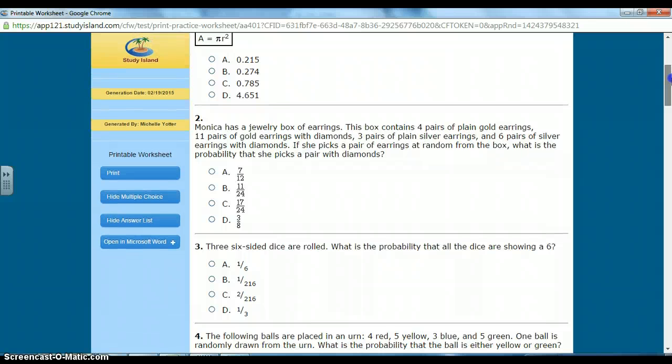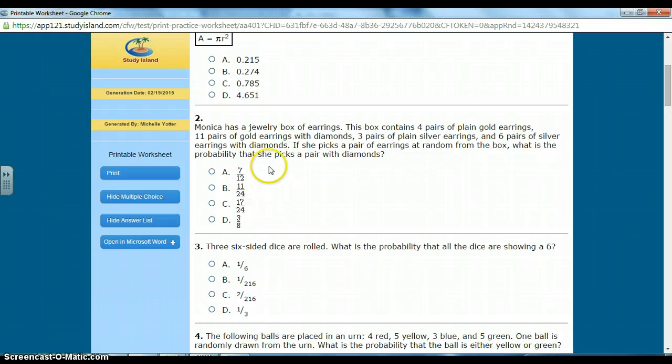Okay. Monica has a jewelry box of earrings. The box contains 4 pairs of plain gold earrings, 11 pairs of plain gold earrings with diamonds, 3 pairs of plain silver earrings, and 6 pairs of silver earrings with diamonds. If she picks a pair of earrings at random from the box, what is the probability that she picks a pair with diamonds? So I like to find the bottom number first. I'm going to add up all of the earrings to see how many we're working with, how many possible outcomes are the bottom. 4 plus 11 plus 3 plus 6 is going to equal 24.